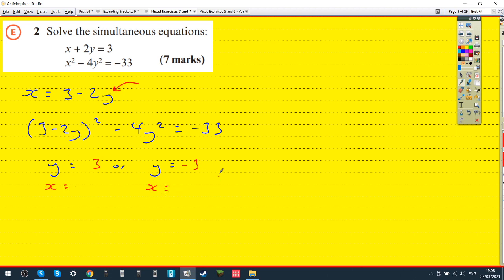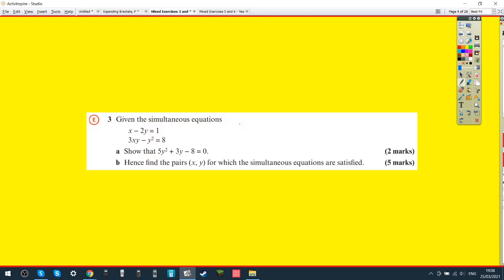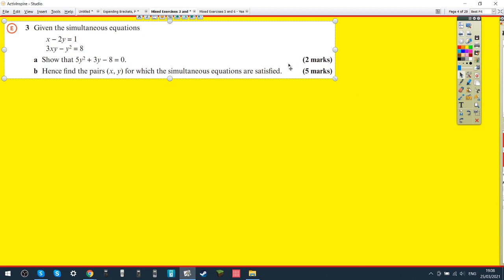Yeah, so simultaneous equation. Does it matter which one you sub in, or do you need to do both? Need to do both. Okay. Yeah, quadratic, so it's got 2 solutions. And in this case, like 2 pairs of solutions, because it's now simultaneous.